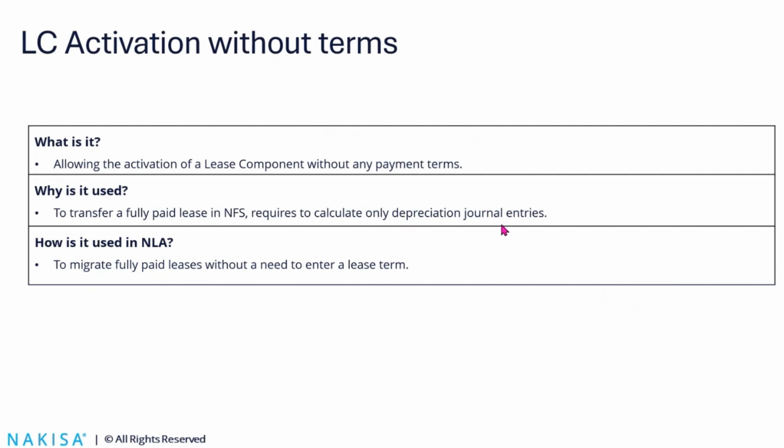So for example, if you've purchased a company and they have leases, and some of the leases are paid up, but they have a couple of years of depreciation left to be made for the asset, you can use this feature now whereby you will not have any payment journal entries or interest journal entries. You will just have the entries for depreciation.